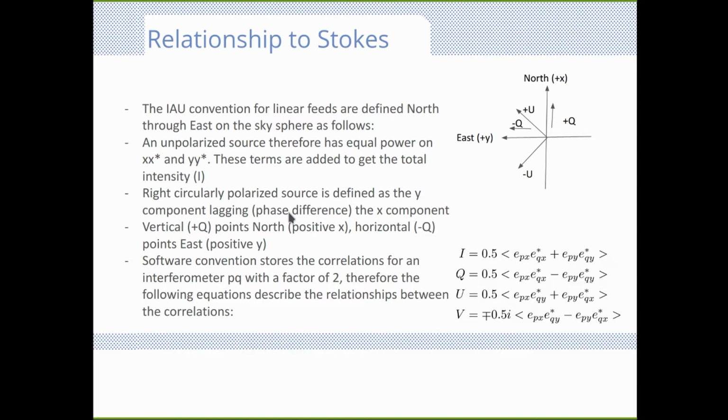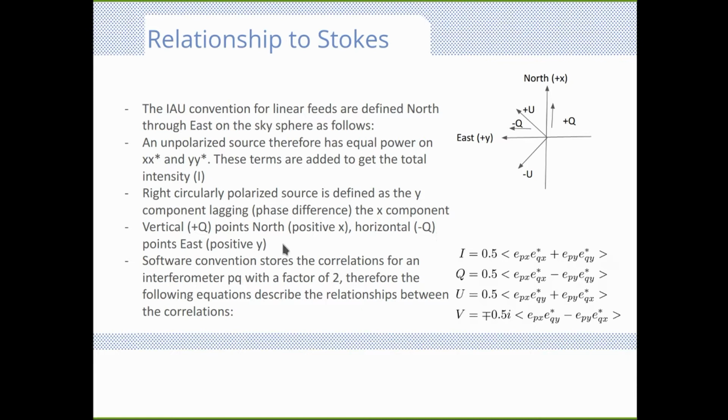Then right circularly polarized sources are defined as the Y component lagging in phase behind the X component, right? As you've seen before, if you have a circularly polarized signal, then one of the hands is slightly lagging behind the other one. And this is why, if we have a phase difference in the measuring device, in the antenna itself, between those two hands, then the system is inducing its own circular polarization to the signal. And that is the cross-hand phase that I was referring to. As I said, vertical points north, horizontal points northeast.